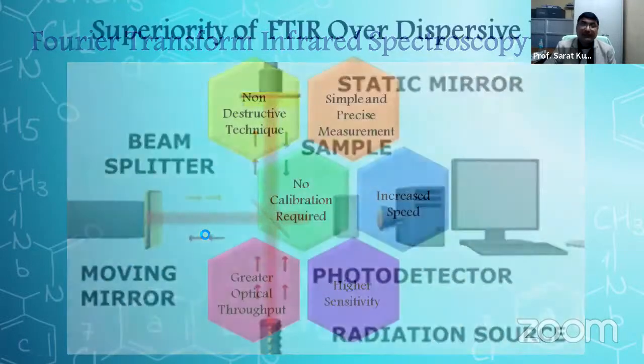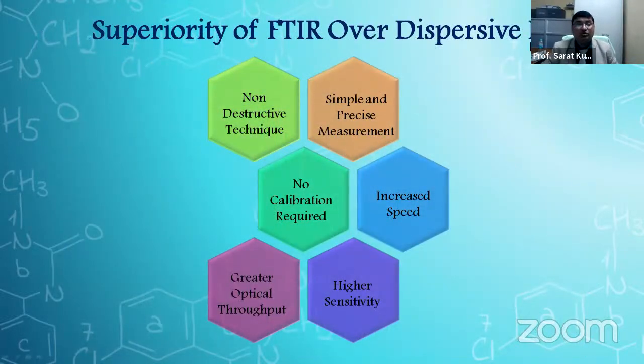Then you see the superiority of FTIR over dispersive IR. The spectroscopy we use nowadays is FTIR spectroscopy, but how is it different from the dispersive spectroscopy used earlier? This is a non-destructive technique. Present FTIR is non-destructive. Just put the sample and you will get the spectrum. It is simple and you can make your measurement precise, which means whatever particular area you want, exactly that area you can measure.